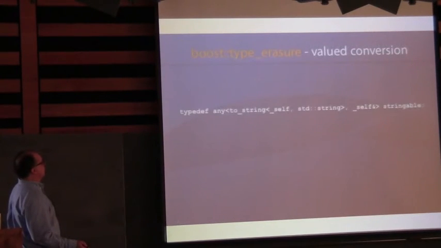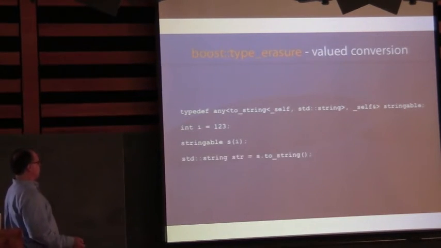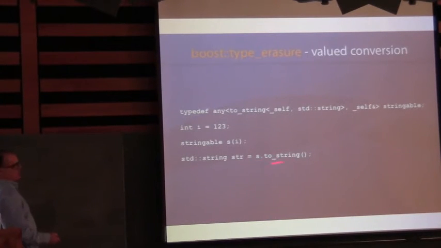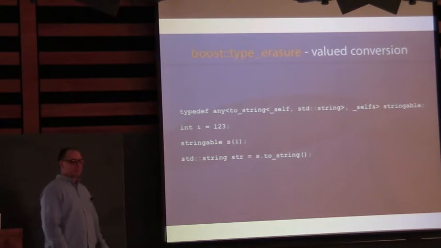The way to use that thing is like this. So you say typedef any of toString, and you call that stringable. You declare an integer, you declare a stringable from that integer, and then you call toString and you get the right thing. So this will actually do the right thing. This will put 1, 2, 3 into your string. Any critique on the approach?